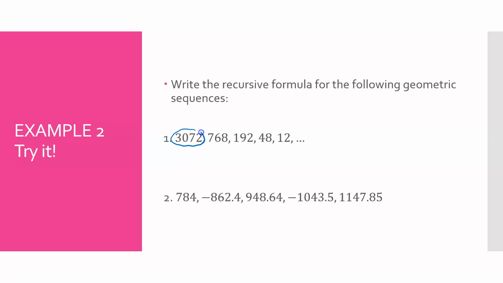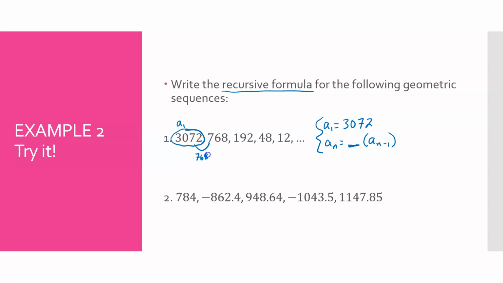So again, when I'm asked to write the recursive formula, I figure out my a sub 1. So I write that down right away. A sub 1 equals 3072. Then I write down a sub n equals, I need that r value, and then I'm just going to write it times a sub n minus 1. Okay, so for the recursive formula, remember you're finding a sub 1, finding r.